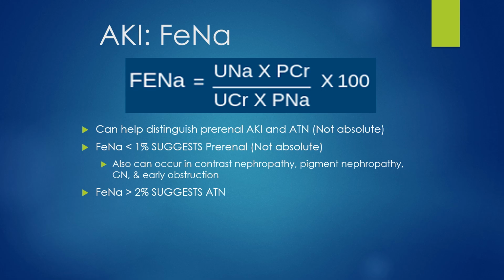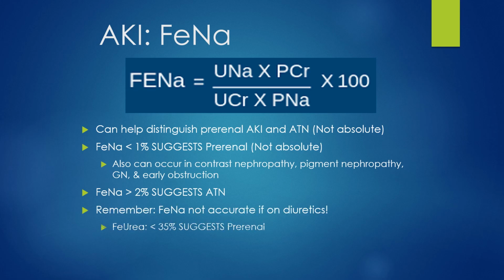Therefore, you have to use a substance that is not affected by diuretics. This is where you use the urea. So this is where you would calculate the fractionated excretion of urea, which I won't go into, but you can look at from prior lectures, or you can go to the textbook and find this, or UpToDate. Just remember that if a patient is on diuretics, you can't use a FeNA. It's going to be inaccurate, so you'll use a fractionated excretion of urea.